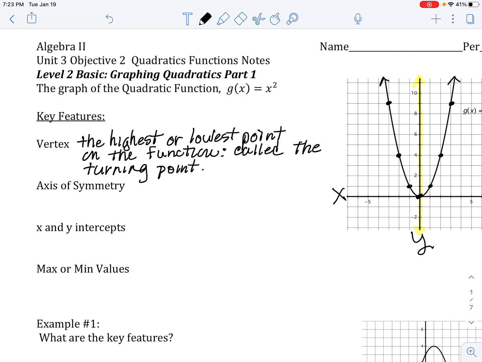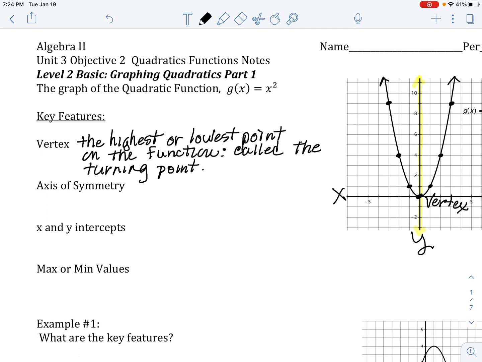It is called the turning point because it is that location on the U or the parabola where the graph turns from decreasing to increasing, where the y values are decreasing and then they turn and they're increasing. Or if the U is upside down, if the parabola is an upside down curve, then the graph turns from increasing to decreasing. So this is the vertex of our basic quadratic function, 0, 0.